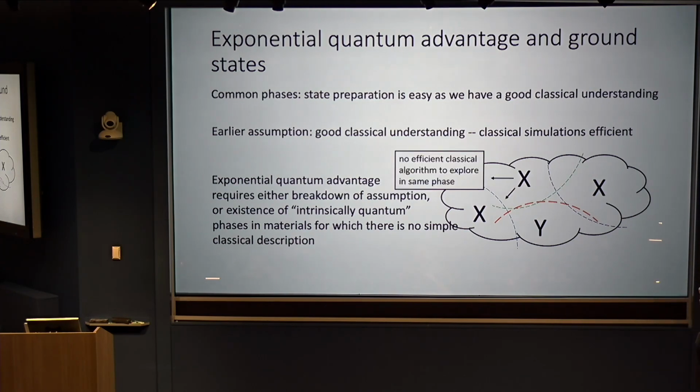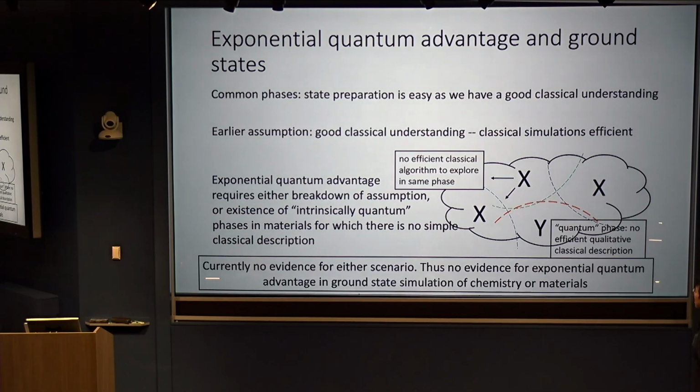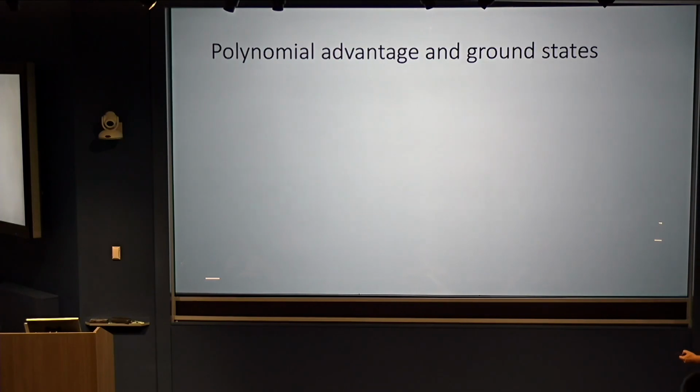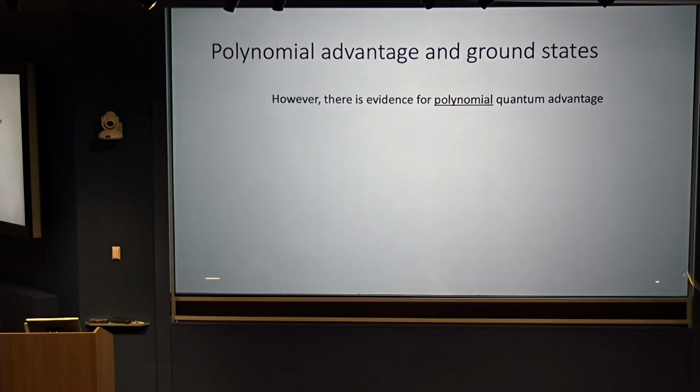So to date, I'm not aware of any evidence for either of these breakdowns. And so this is the basis for arguing that there isn't, in fact, any evidence that you can get an exponential speedup in ground state simulation of ordinary molecules and materials. Nonetheless, there is evidence that polynomial speedups are quite likely.